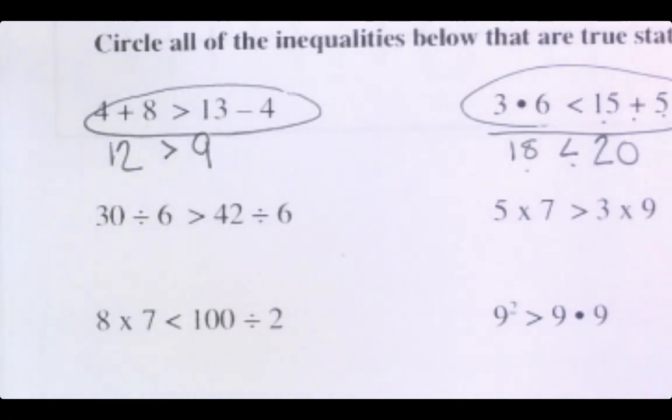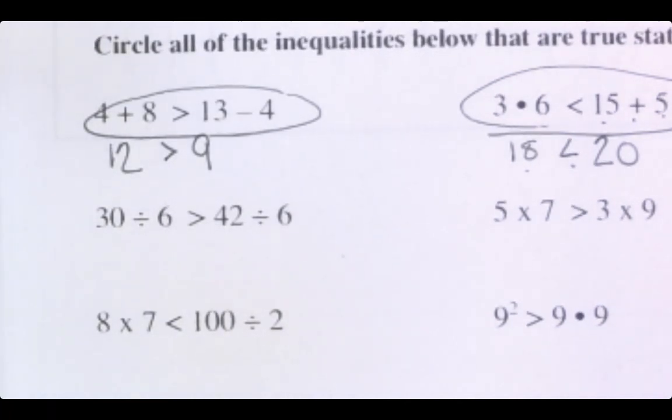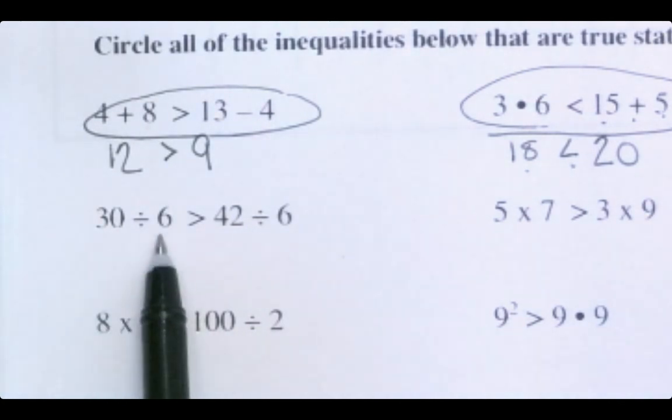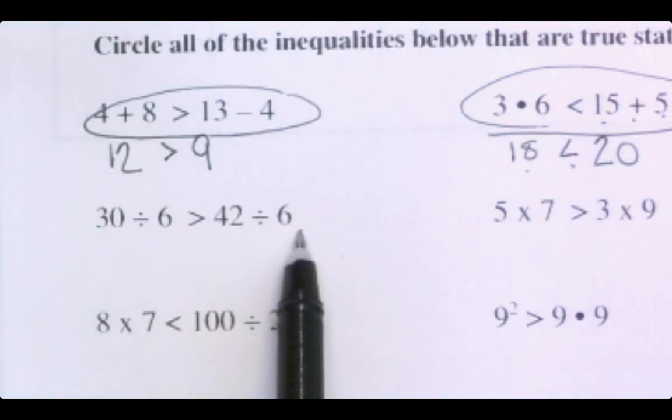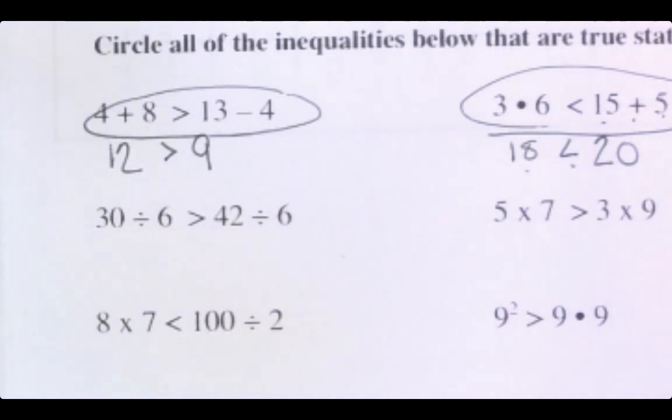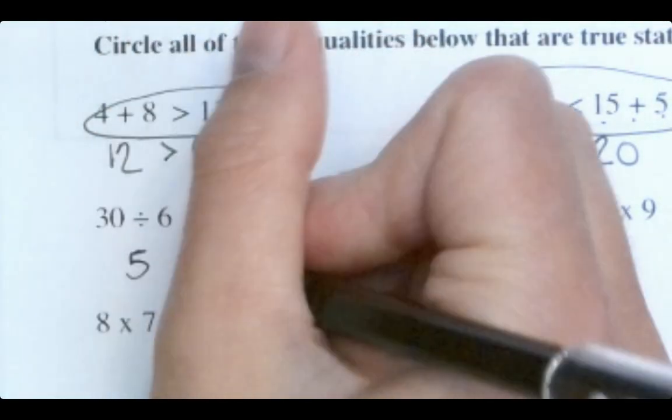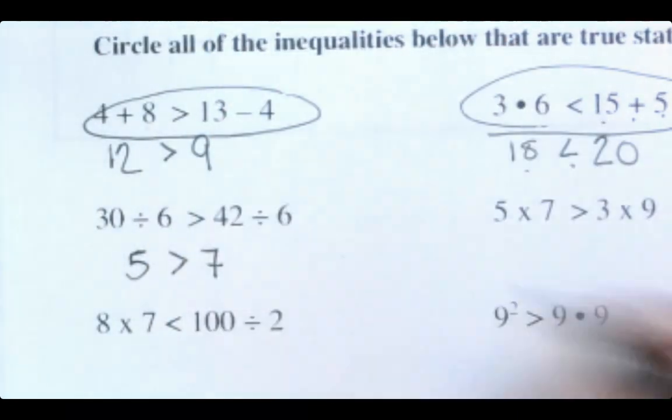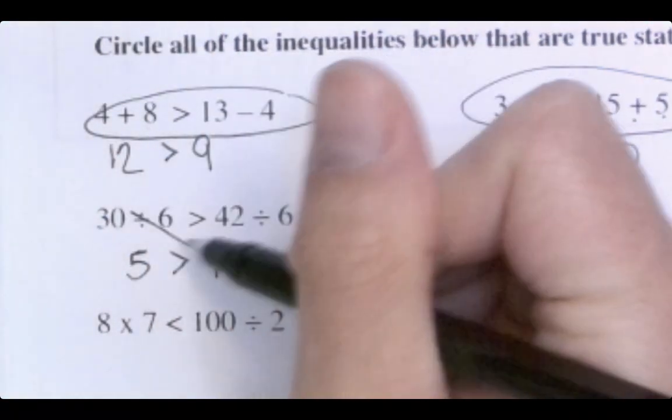We'll do a couple more of these and then we'll move on. This next one, 30 divided by 6 is greater than 42 divided by 6. Again, I'm going to pause it and you're going to answer the question and then we'll come back. Welcome back. 30 divided by 6 is 5. Is 5 greater than 7? It is not. That's not true.